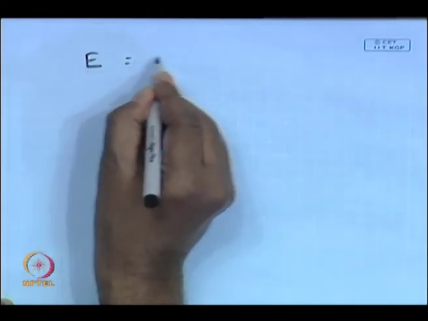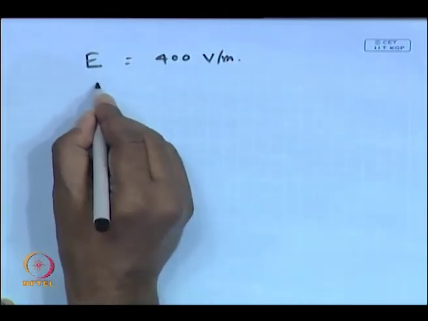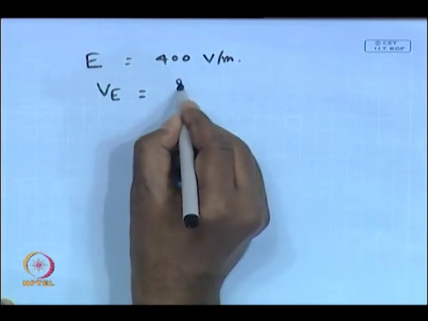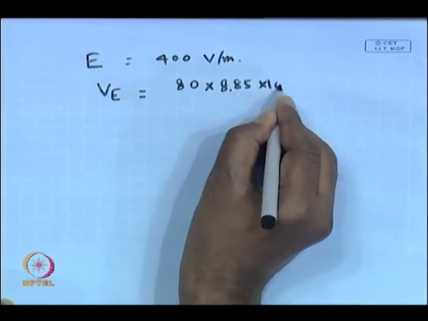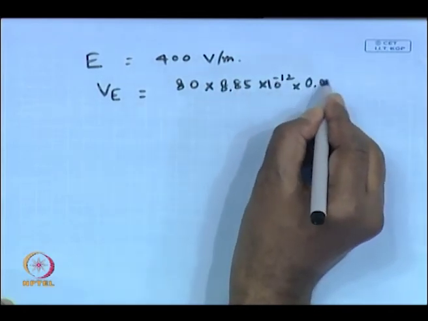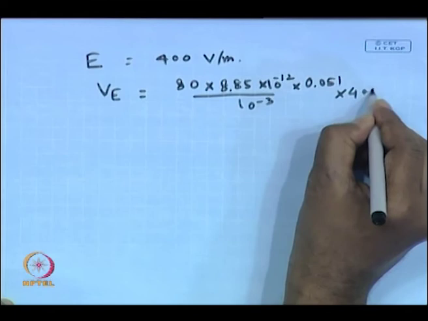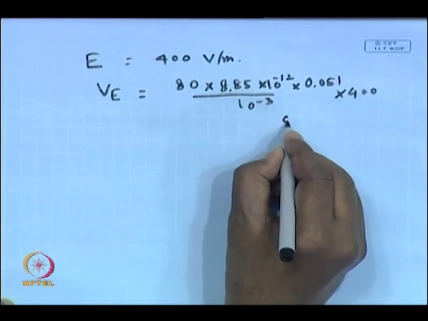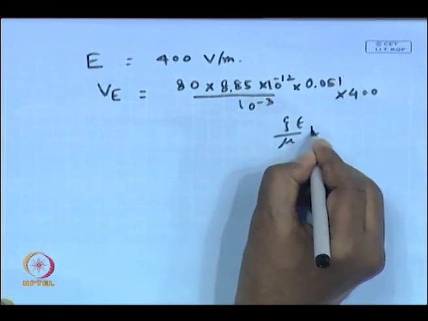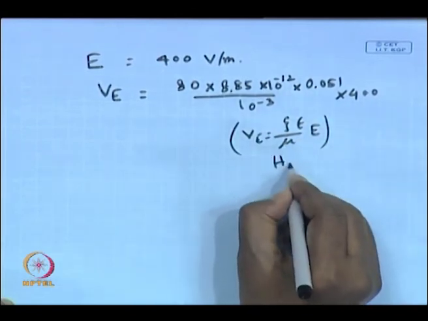Okay. Now, for electric field strength of 400 volt per meter, the electrophoretic velocity becomes, you use the Smoluchowski-Helmholtz equation: 80 into 8.85 into 10 to the minus 12 into 0.051 divided by 10 to the power minus 3 into field strength 400. So, this becomes zeta times epsilon by mu times E, that is the electrophoretic velocity, known as the Helmholtz-Smoluchowski equation.